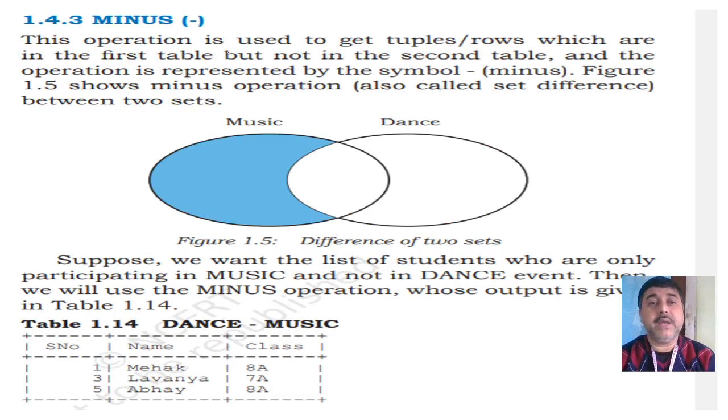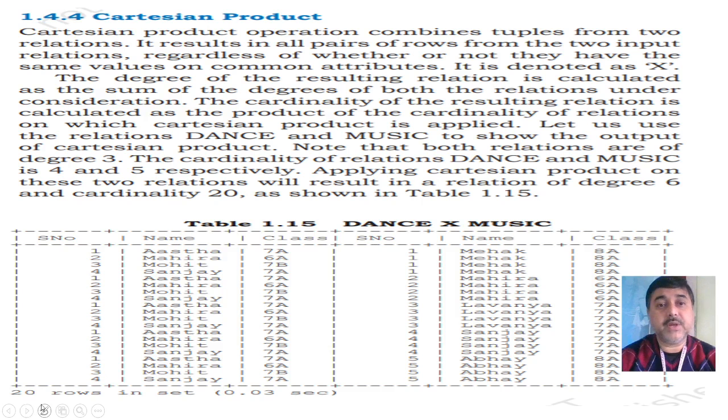Next one is the minus operator. Using the minus operator, there are tuples. When we use the minus sign, two values will be taken, and the operator works on them. Suppose you have two tables, the music table and the dance table. The minus operator will show the output that is not present in the other table. So this is what the minus operator does. Some of the operators I am showing to you.